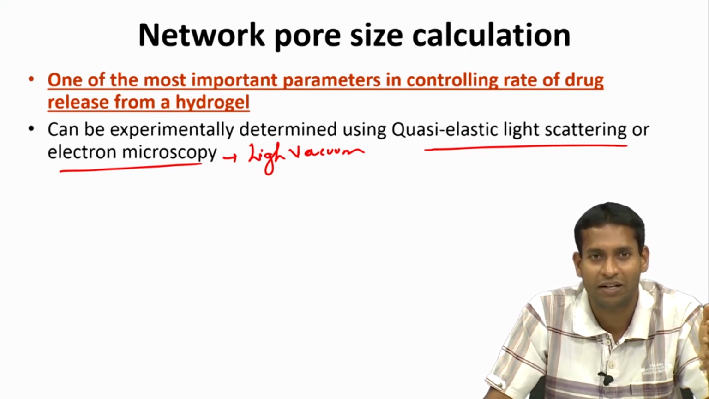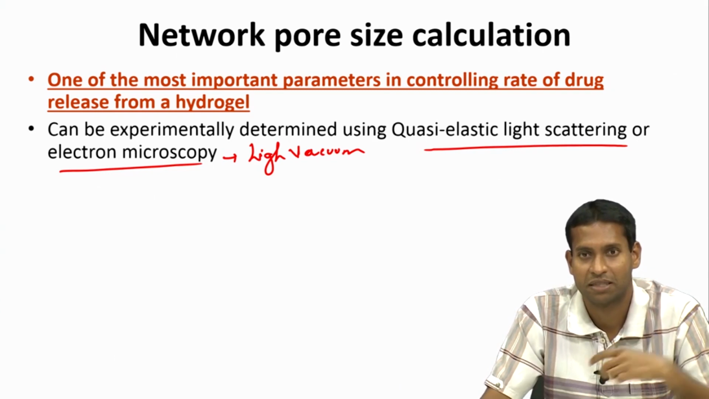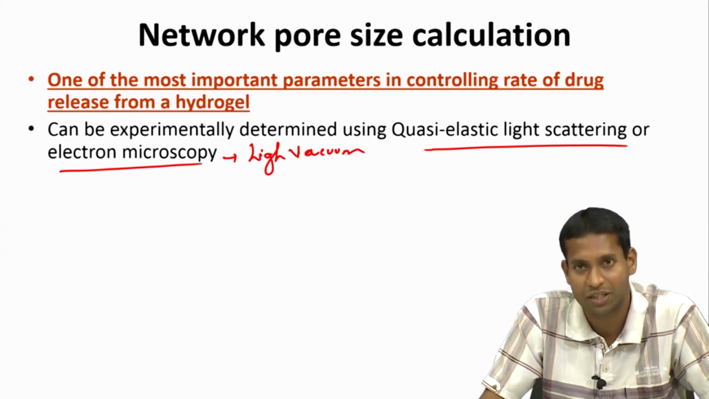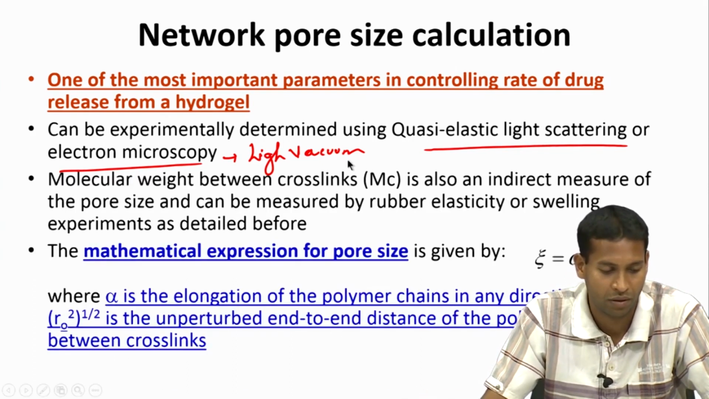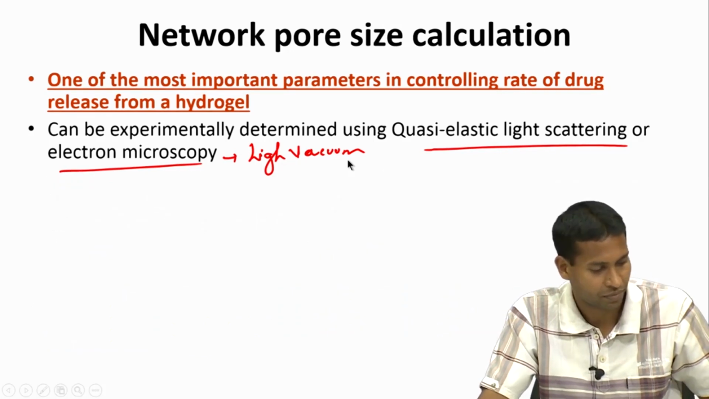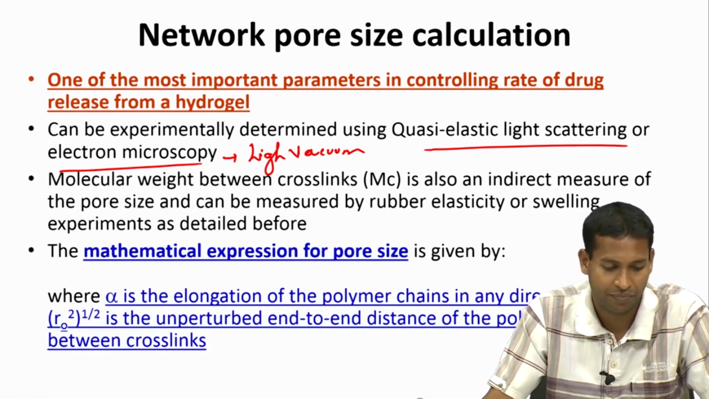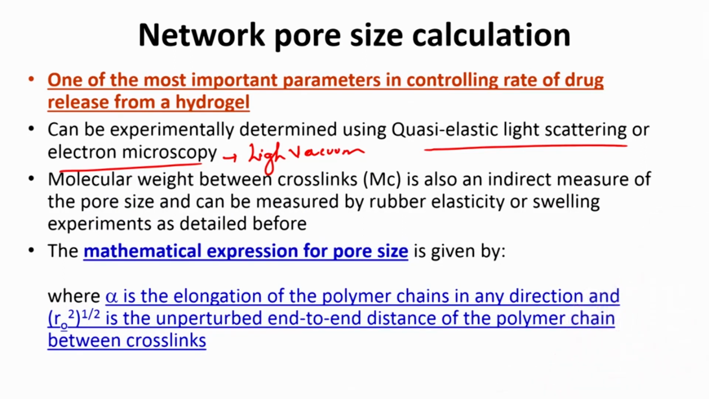So you can't really trust this high vacuum data for the pore size, even though you can use it to compare between different hydrogels, but that comparison will also have some caveats. As we said, the molecular weight between crosslinks is an indirect measure of the pore size. If this length is MC, as this length increases the pore size will also increase. So it is some sort of a measure for that.